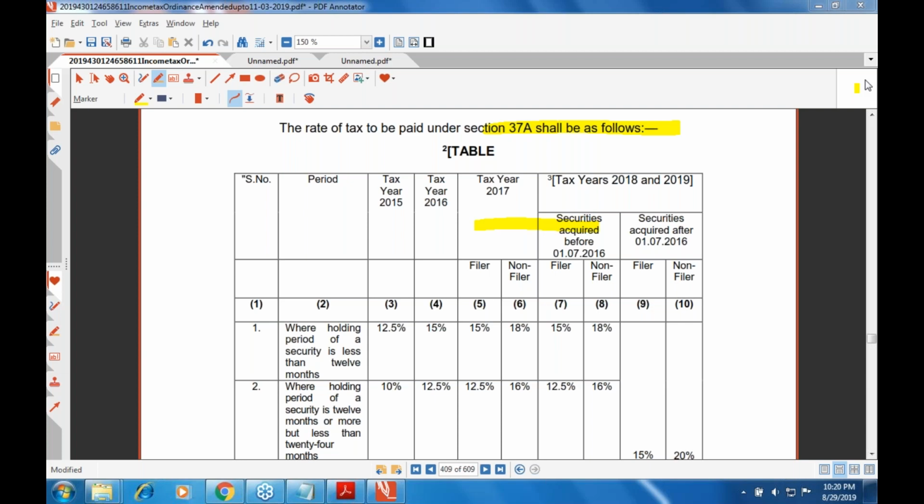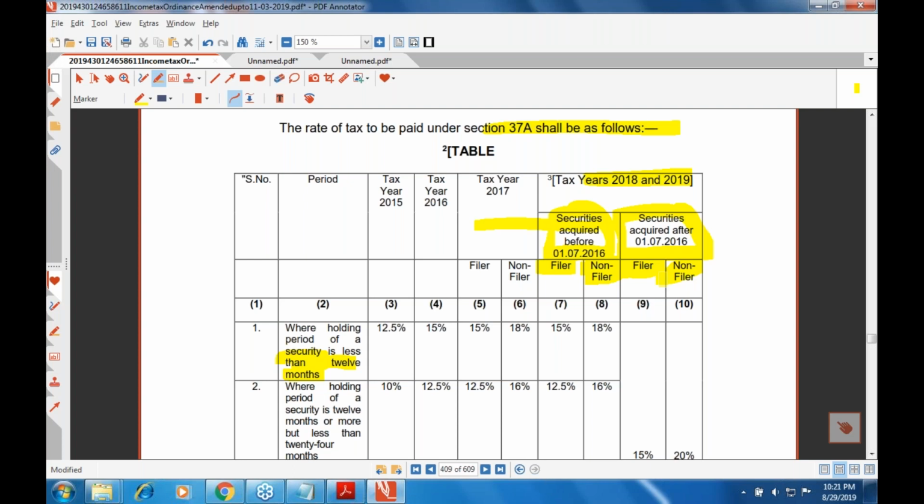Now this is section 37A. So let's try to understand. It says where the holding period of a security is less than 12 months. Now, tax years 15, 16, 17, 18, and 19. Securities acquired before 1st July 2006, securities acquired after. There's a distinction between filer and non-filer. What is a filer? What's a non-filer? Somebody who is submitting his tax return to the tax authority is called a filer. Somebody who is not submitting his tax return is called a non-filer.